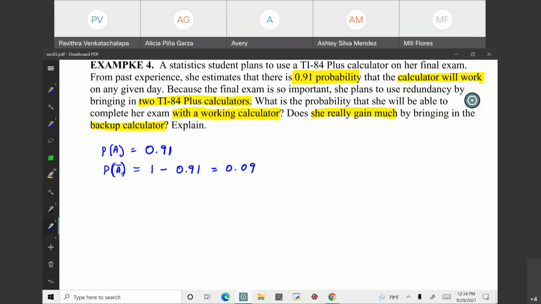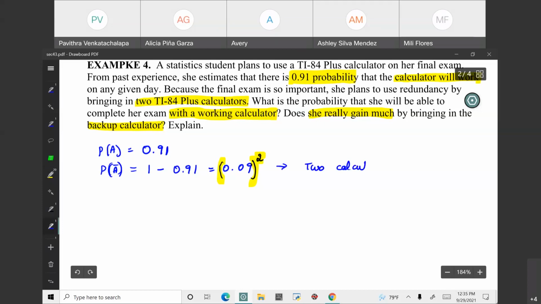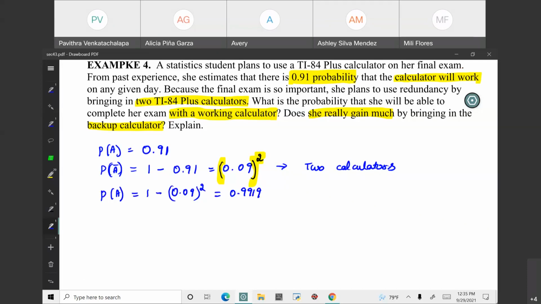So how did we get that? To the power of 2, or multiply twice. Whenever you have a total number, to the power of 2. Now we know this is for two calculators. Now, what is the probability that both the calculators will work? Use the same formula and find the answer. So this is the exam with a working calculator.